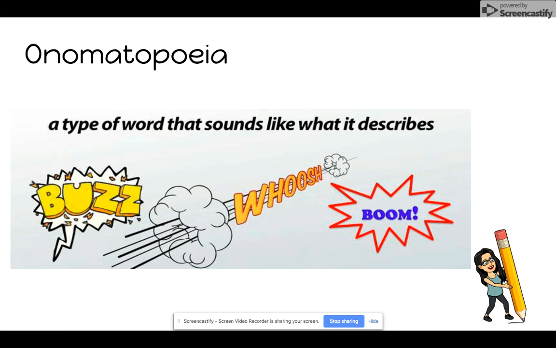Onomatopoeia is a type of word that sounds like what it describes. Examples: buzz, whoosh, boom.